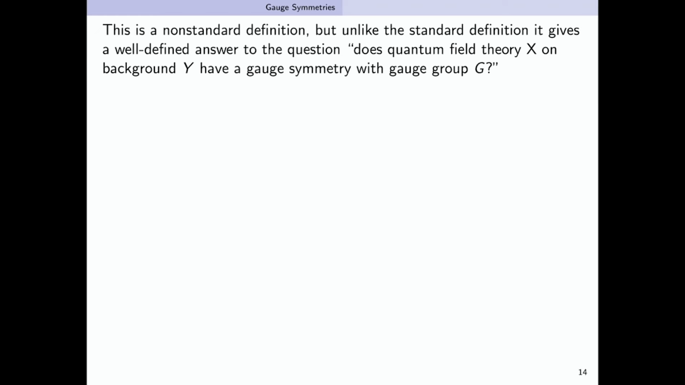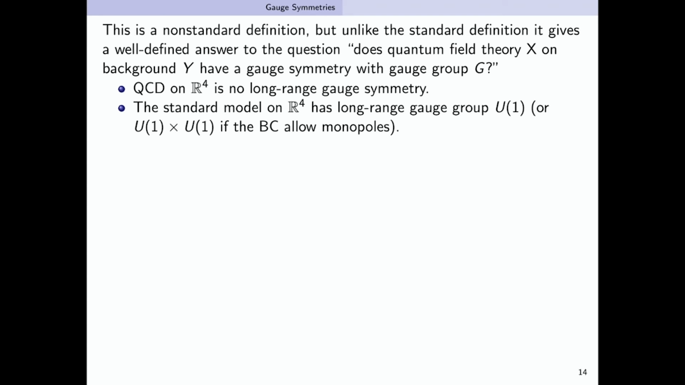Okay. So this is a non-standard definition, but unlike the standard one, for example, it gives a well-defined answer to the question of whether quantum field theory X in background Y has gauge symmetry with gauge group G. So for example, QCD in R4 has no long-range gauge symmetry because there are no finite energy colored states. The standard model on R4, the long-range gauge group, so here you see the boundary condition dependence. If you allow monopoles, it's U1 times U1, otherwise it's U1.